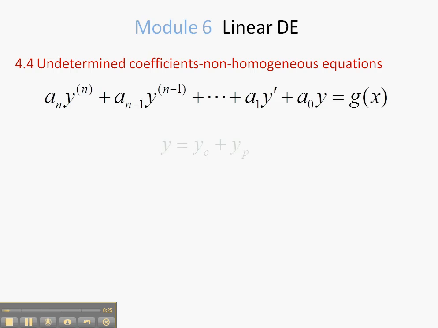So we're going to lean on the fact that the general solution y is going to be equal to the solution to the homogeneous problem plus a particular solution. So we know that we can find this homogeneous solution. That's what we did in section 4.3. The question is, can we find this yp, this particular solution?